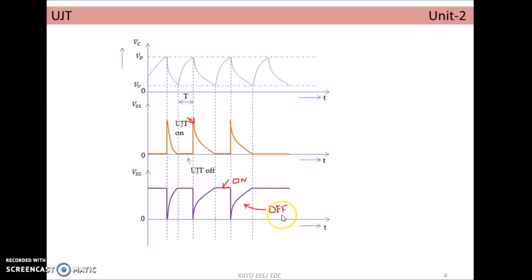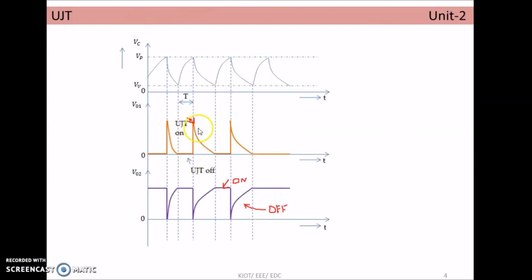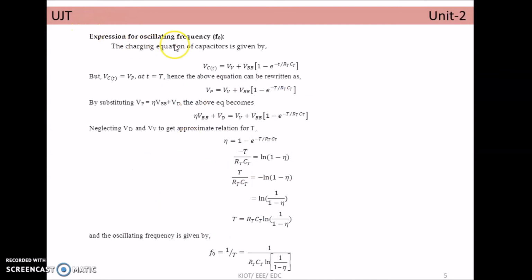Right, so this is the waveform that represents how the sawtooth pulse, positive sawtooth pulse and negative sawtooth pulse, is generated with the help of a relaxation oscillator using UJT. So the next one is the expression for oscillating frequency. Frequency is the number of cycles per second, determined by the time taken to complete one cycle. So the oscillating frequency, we will see how this can be derived.